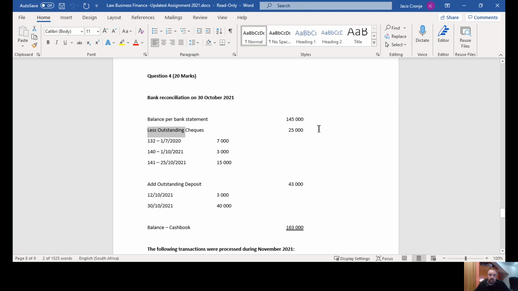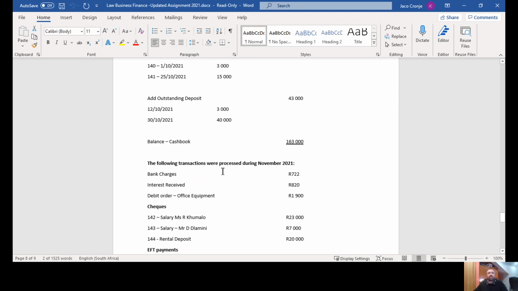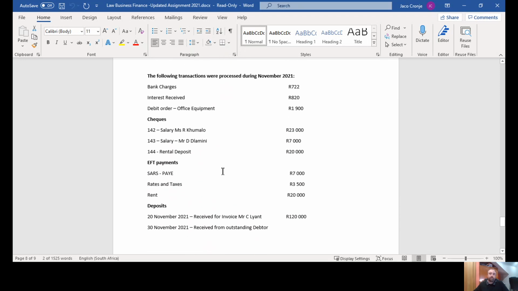If you want to swap it around in the way that we did in the training example, then your plus and your minus there will switch around. Okay, but basically, this is just given so that we can get the cash book balance and so that we can see which items must be carried over into next month's bank recon.